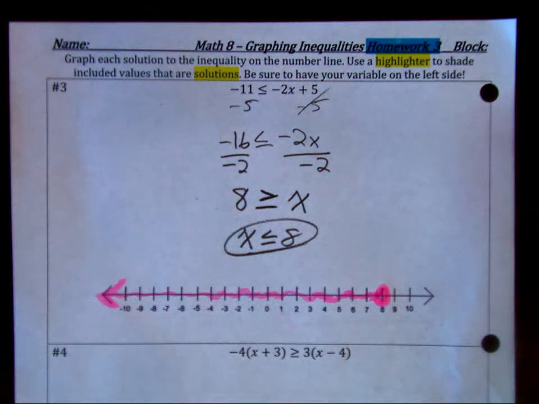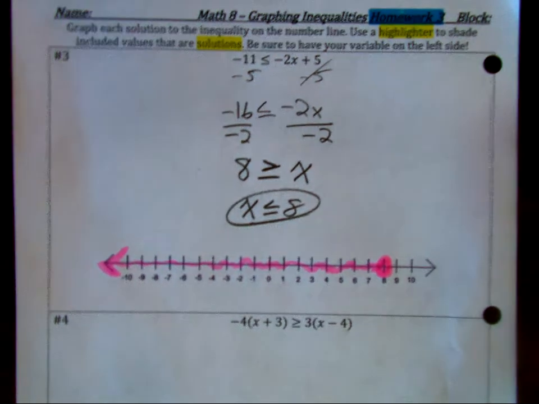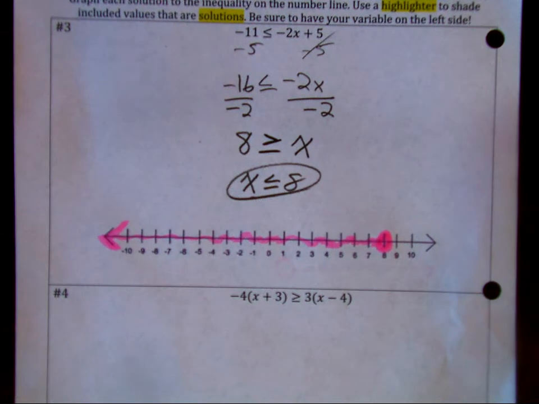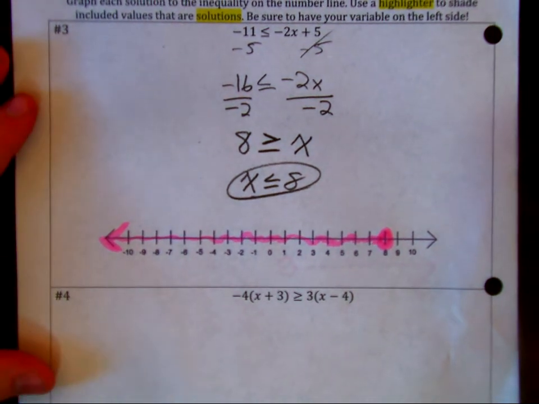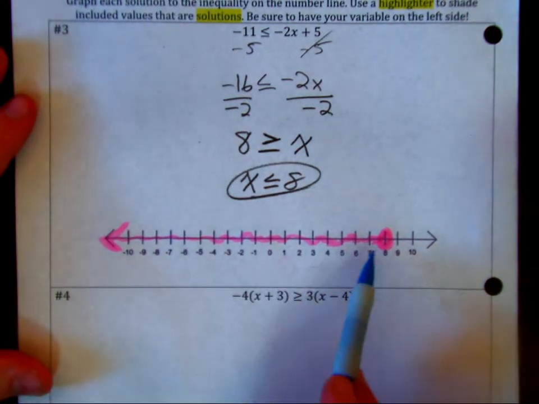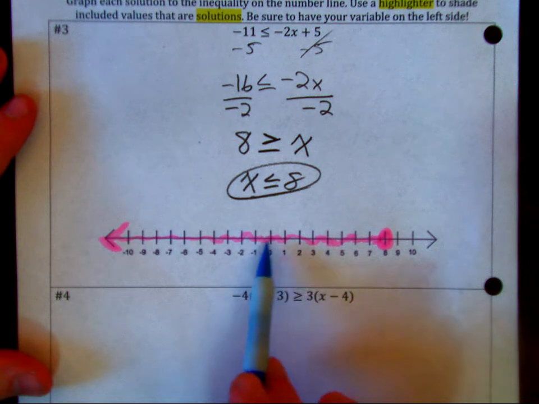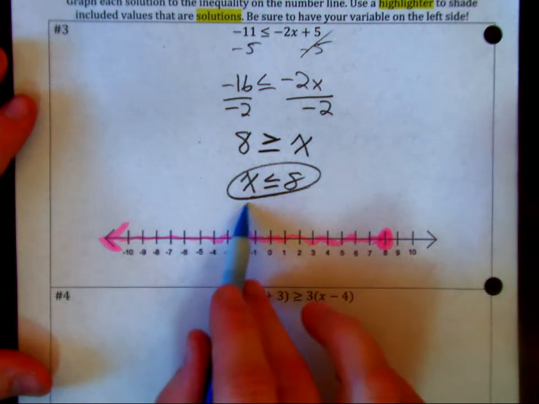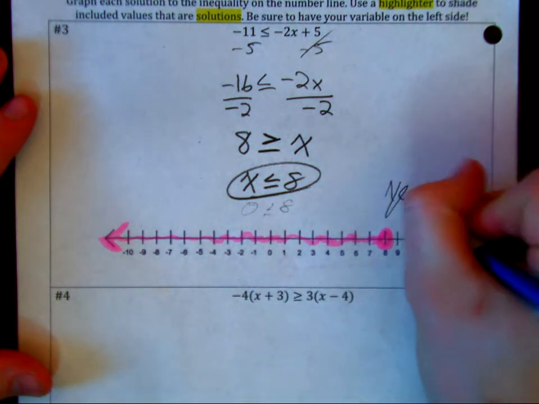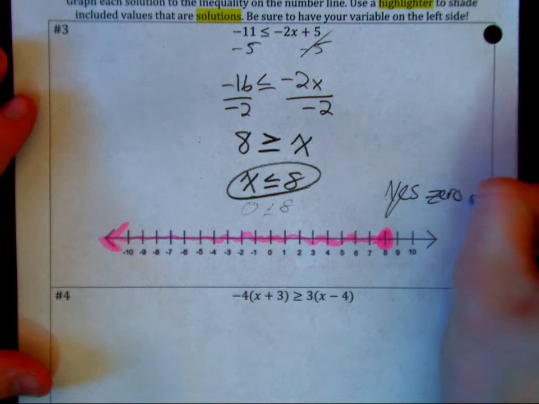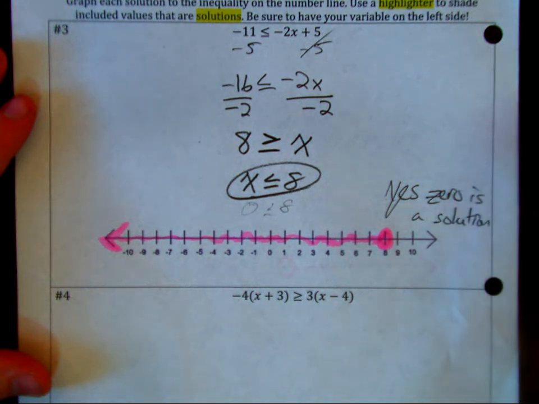Is 0 a solution for this one? Yes. Why? Because 0 is included. So you can physically see 0 is shaded in, and if you plugged in 0, it is less than or equal to 8. So you could say, yes, 0 is a solution. Okay.